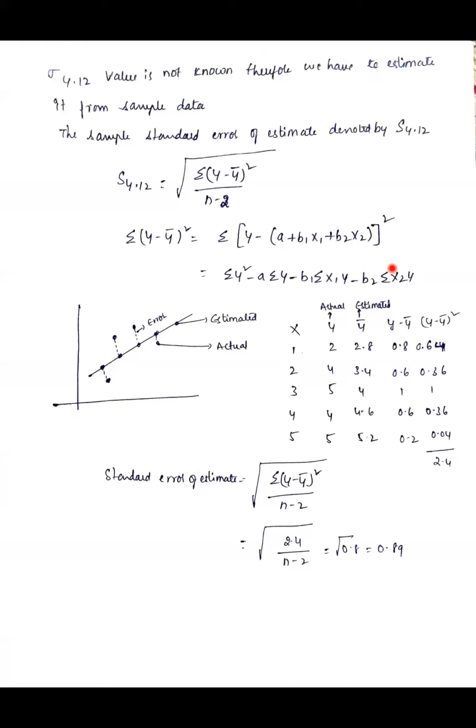Here this sigma y.12 value is not known. Therefore we have to estimate it from the sample data, so the sample standard error of estimate is denoted by s y.12. The formula for the sample standard error of estimate is the square root of summation y minus y bar whole square divided by n minus 2. We can shortcut this summation y minus y bar whole square in this way.